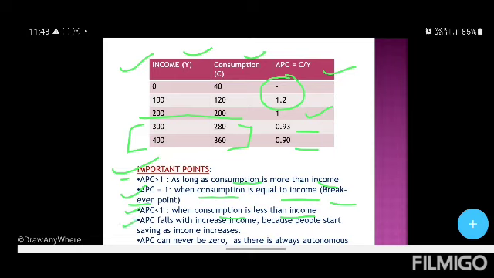APC falls with increase in income because people start saving as income increases. As the income increases, we also start saving a part of income. That's why APC, the average propensity to consume, falls. APC, always remember, can never be zero. Average propensity to consume can never be zero, as there is always autonomous consumption.